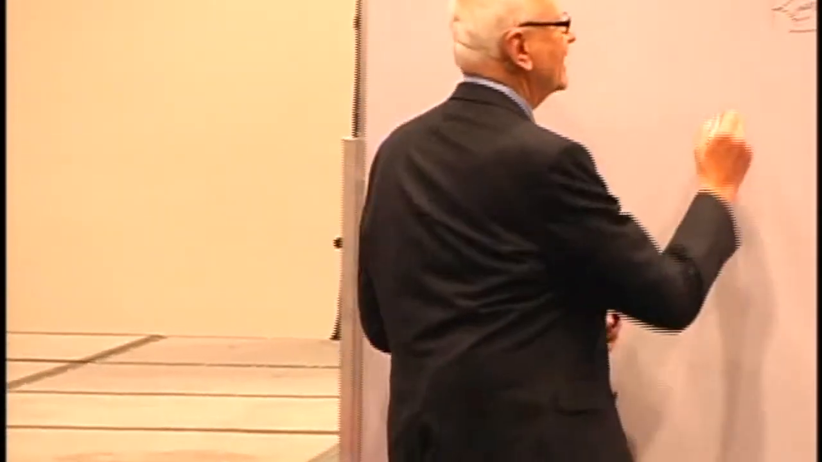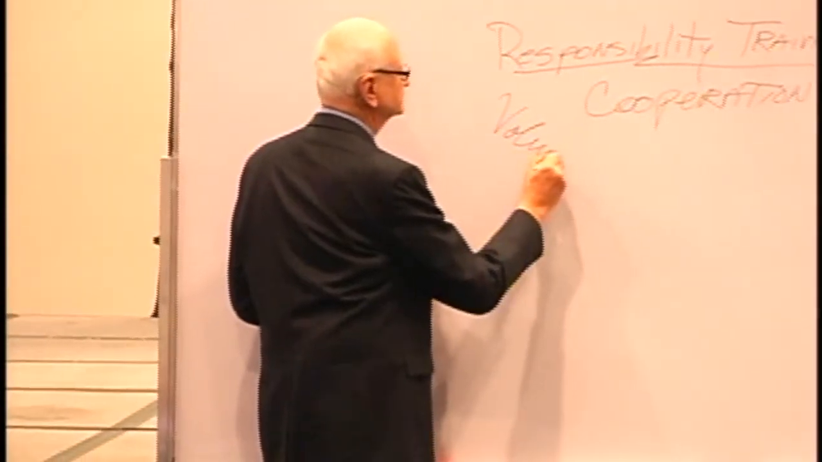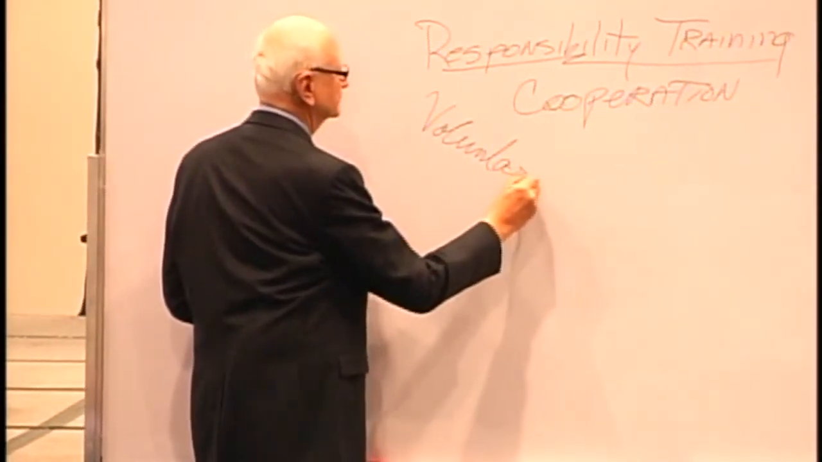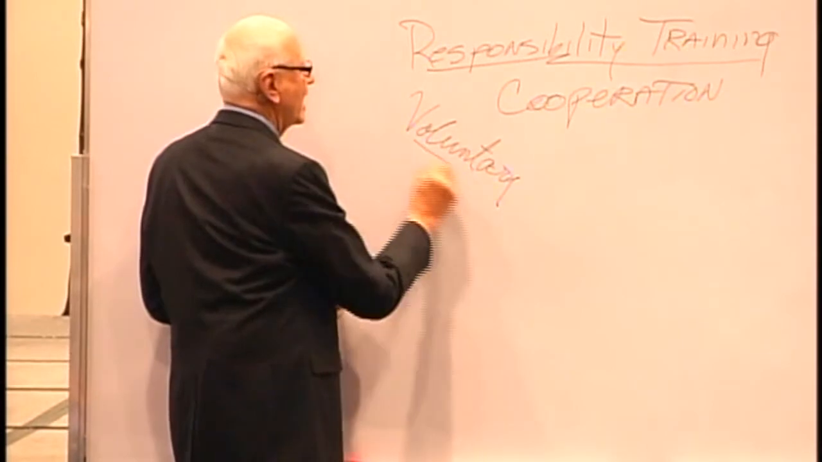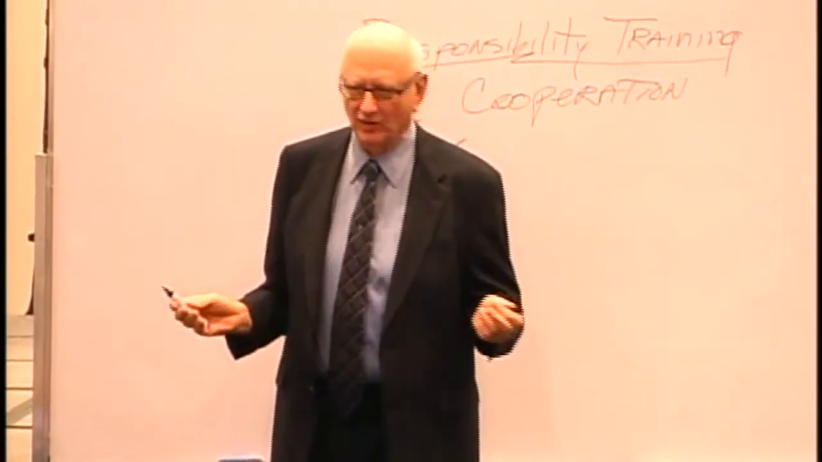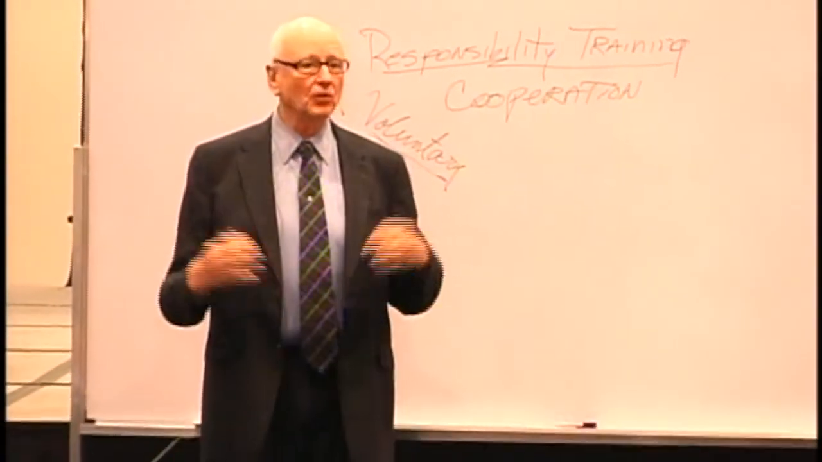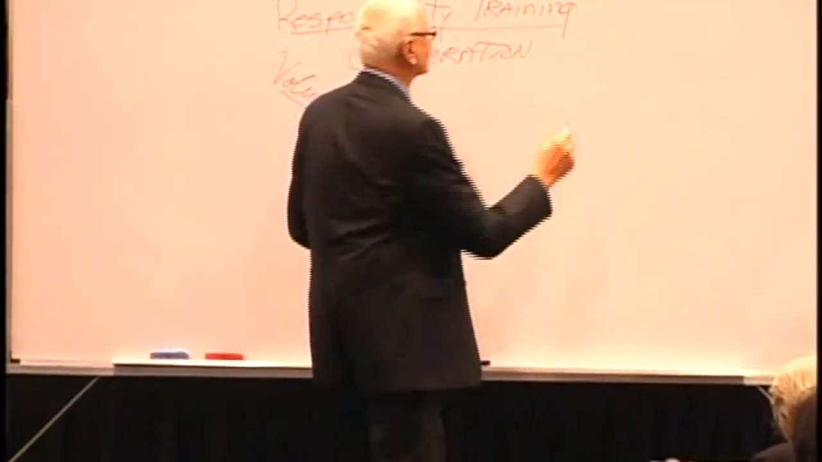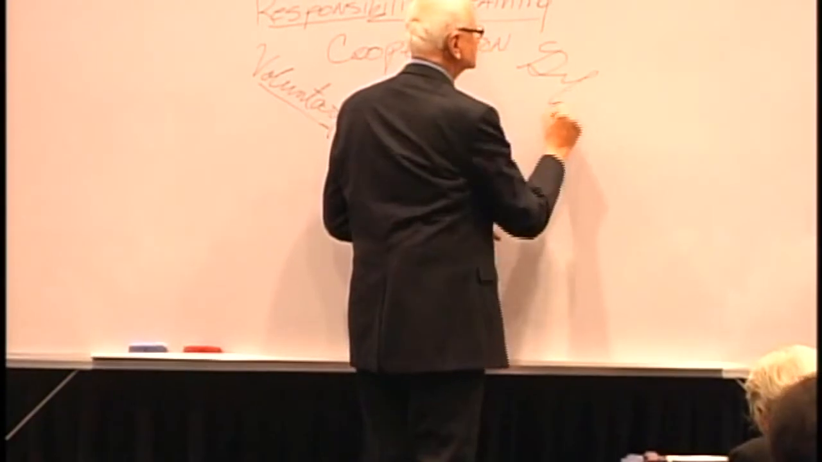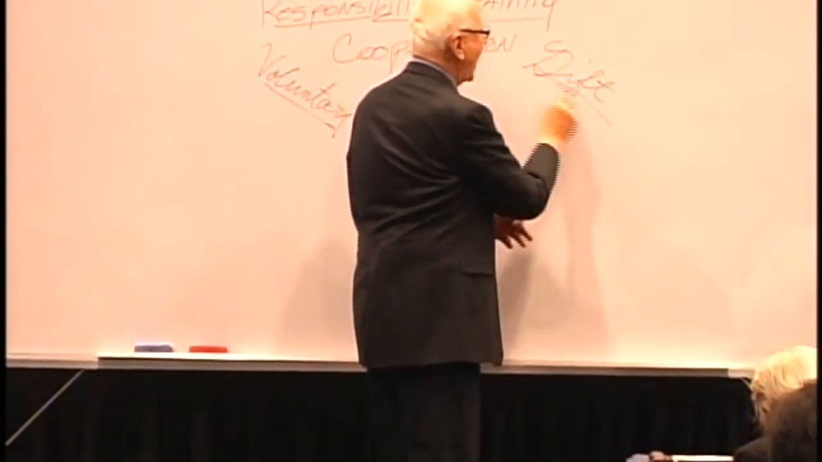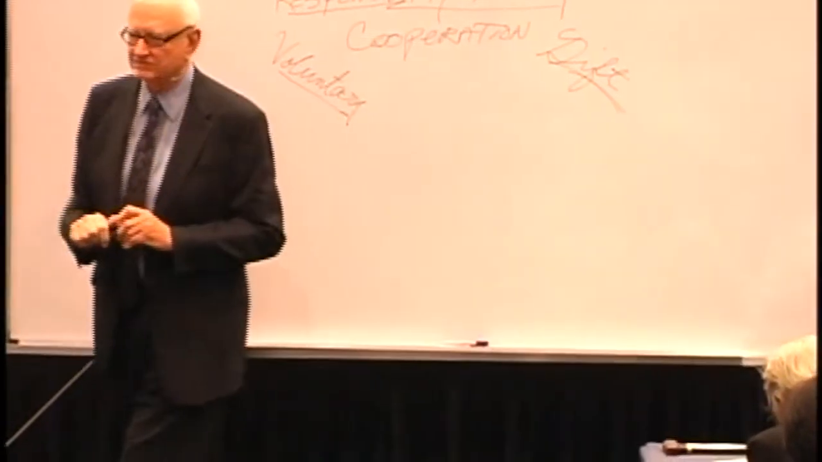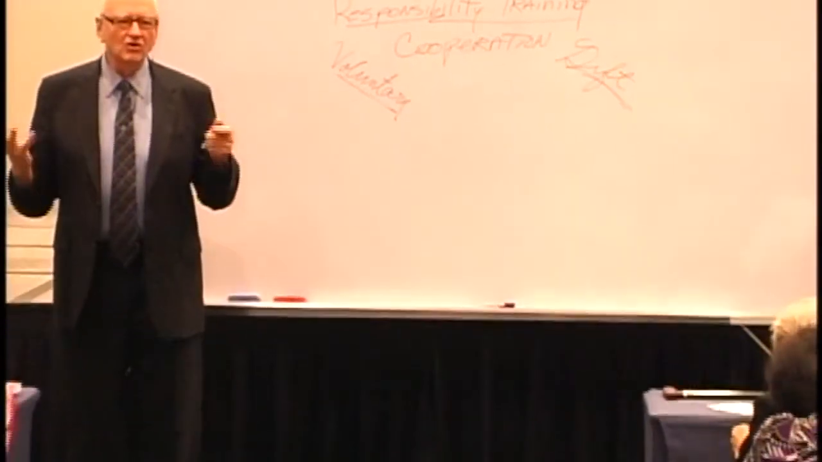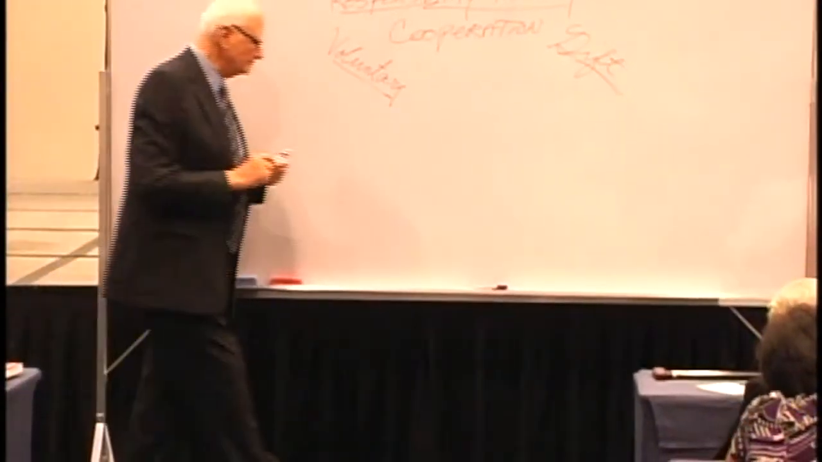Now here's what makes cooperation difficult to manage. It's voluntary. If you try to force someone to do something, that's coercion. That is the opposite of cooperation. Cooperation is a gift. We speak of giving cooperation, and that is a very appropriate figure of speech. We give cooperation.